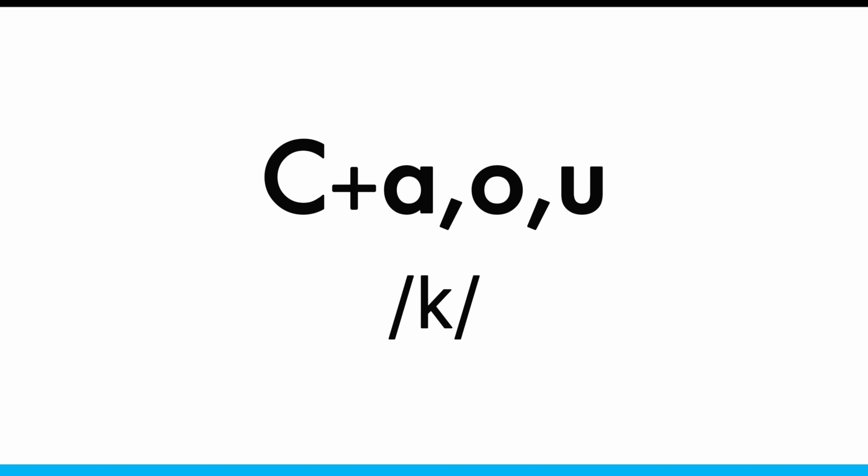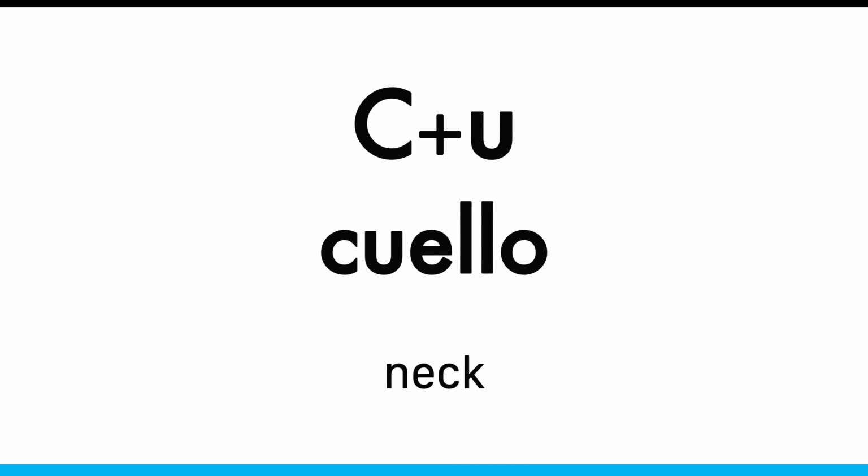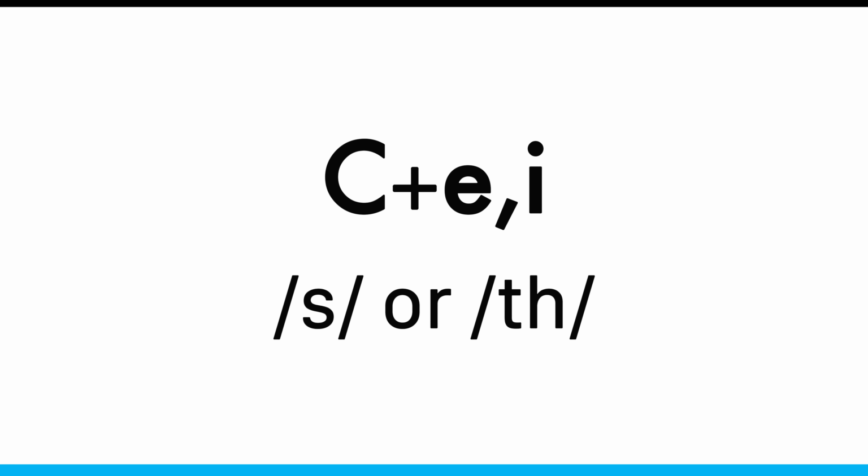What I mean is that when the letter C stands before A, O, or U, it sounds K. For example, casa, cosa, cuello. And when the letter C stands before E or I, it sounds S, or Th.